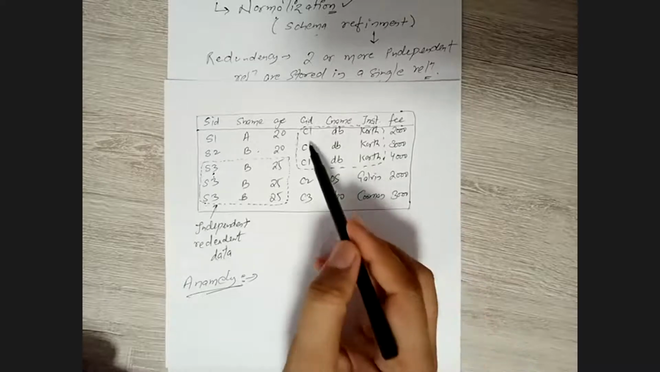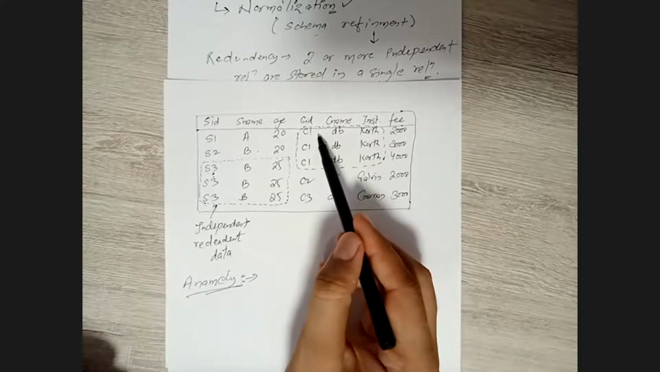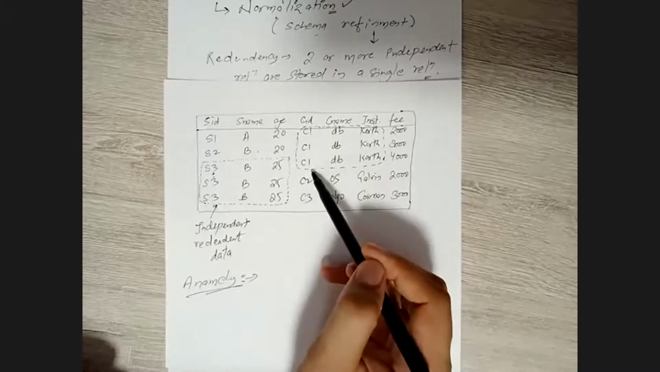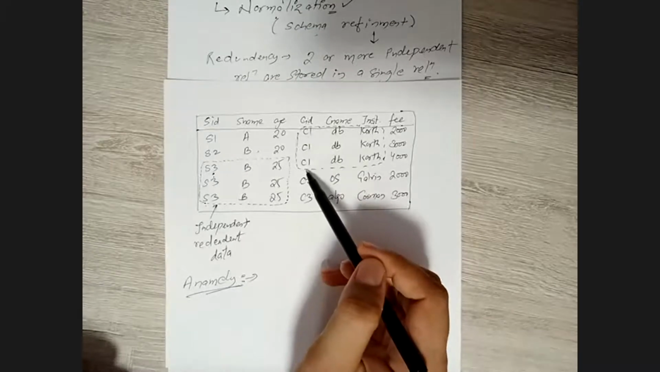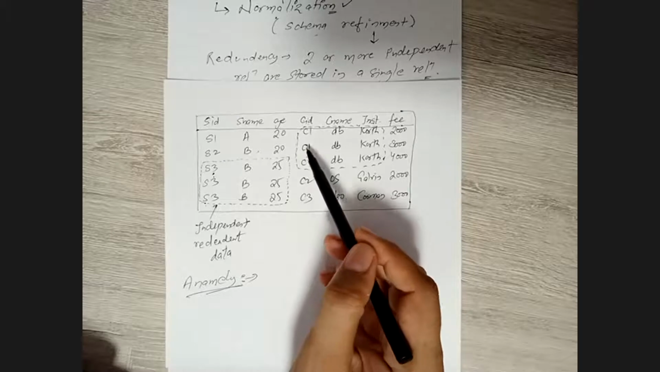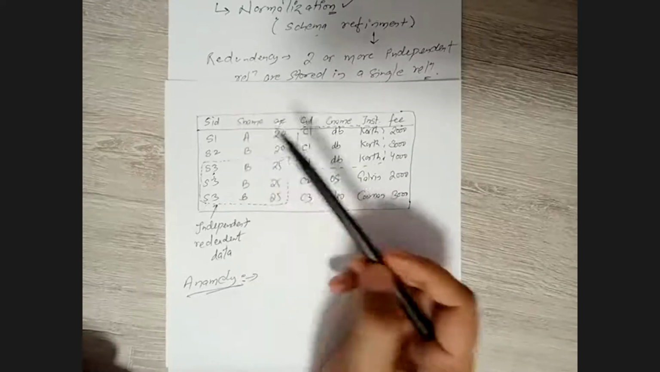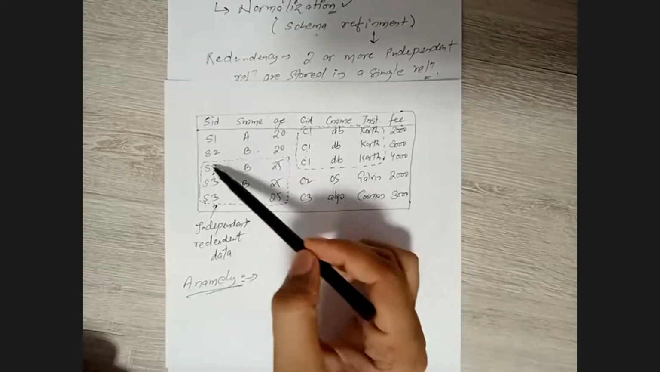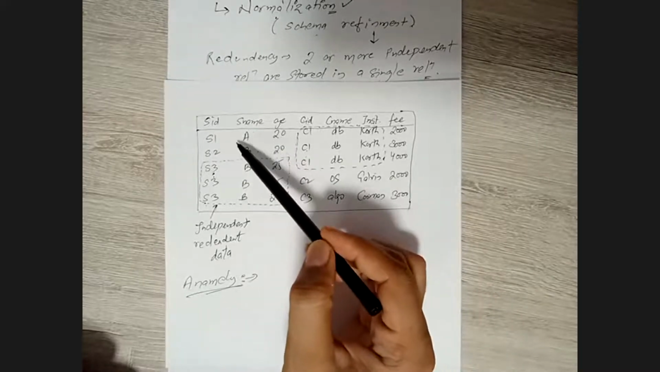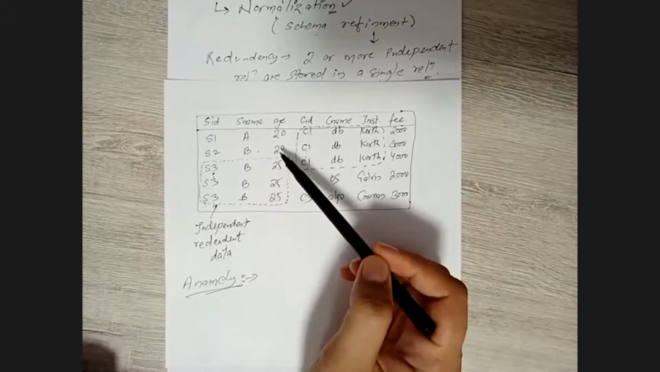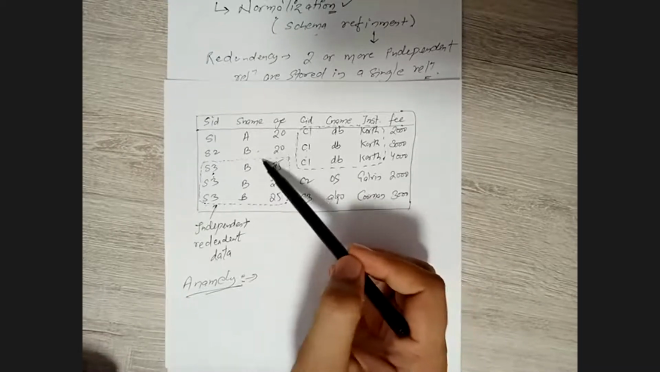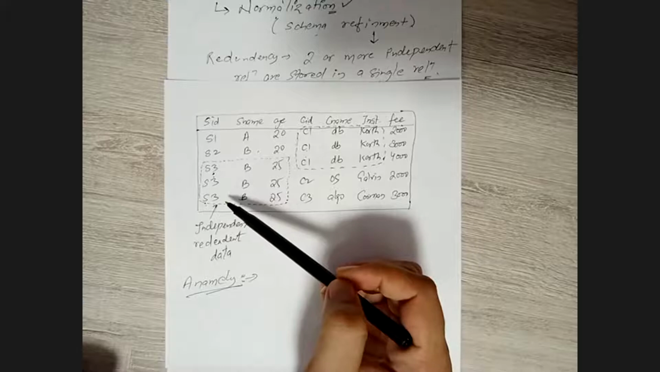If we want to delete C1, for example, the course C1 is no longer available in the university, then definitely on the deletion of this one, we have to delete the S1, S2, S3 details as well. All these data will also be deleted. You can understand, when we perform the deletion, what kind of serious concern we have over the database.